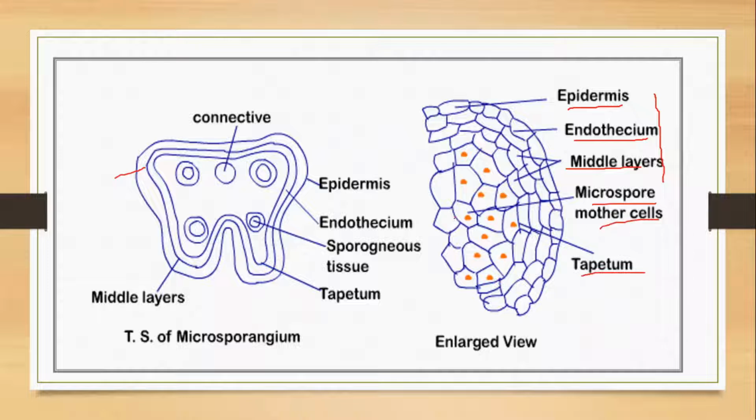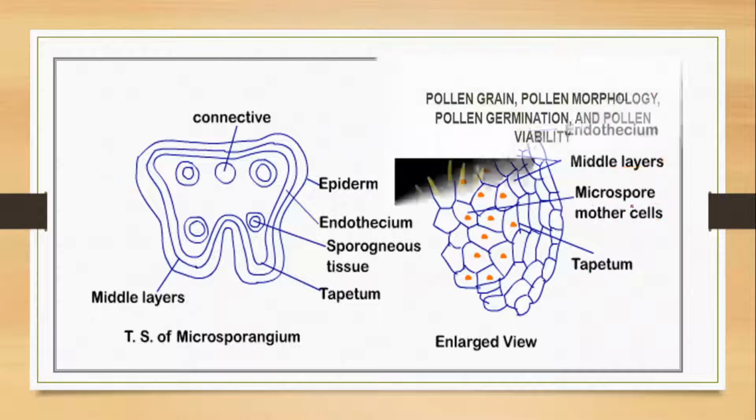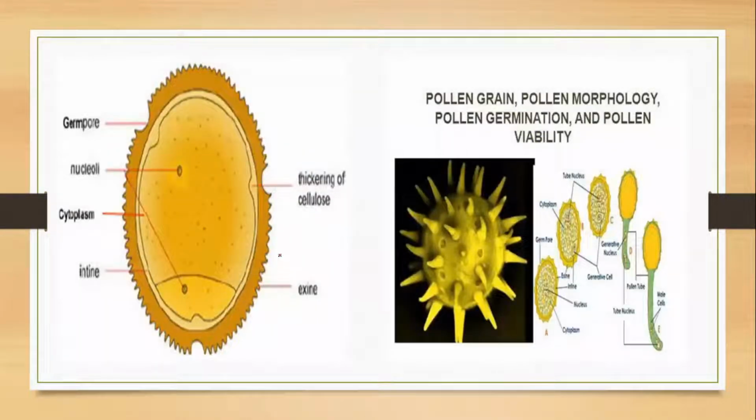Some of the cells become activated as microspore mother cells or PMC, pollen mother cells, which will later give rise to the microspore or the pollen, the male gametophyte of the flower. After formation of this male gametophyte, after meiosis and mitosis, you can see this is the diagram of a pollen grain. This is the external view and this is the internal view. Externally, it consists of 2 layers. The outermost layer is known as exine and the inner layer is known as intine.